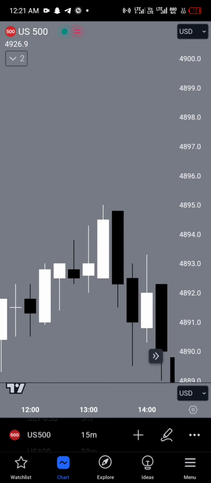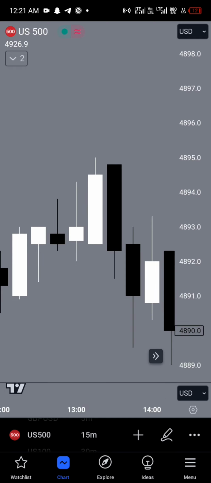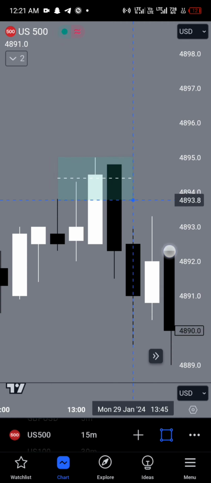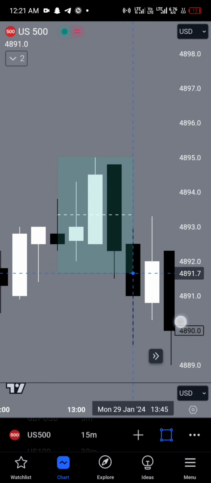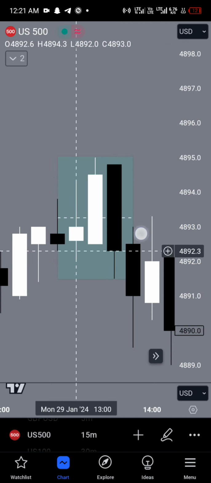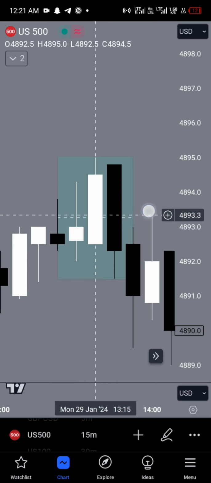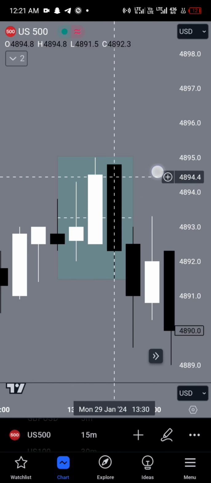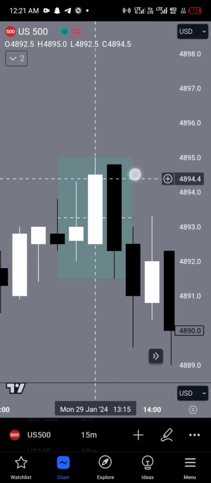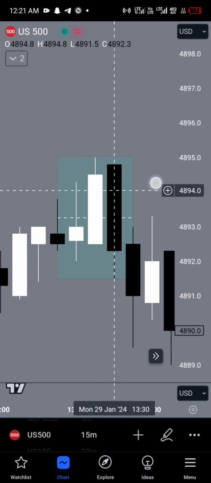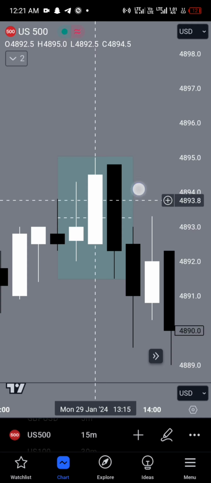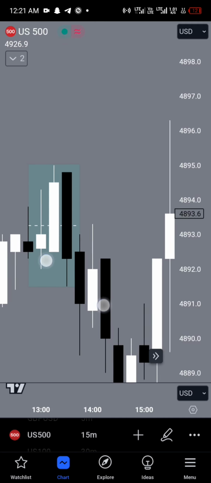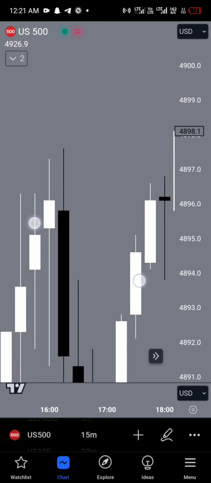We have one over here. The same thing again. The one to the left over here has a lower high. The one in the middle of it has a higher high than the previous one and also has a higher high than the one after it. So these three candles form a swing high. Let's look at another example. We have one over here.